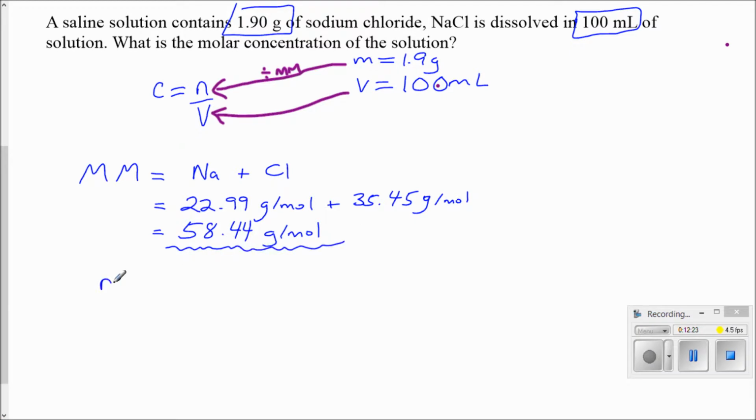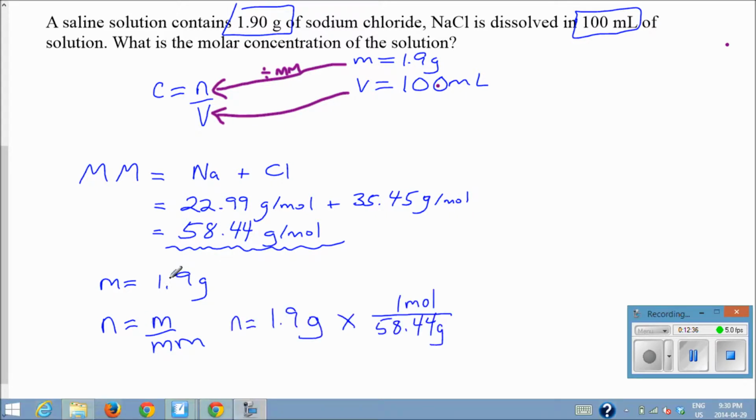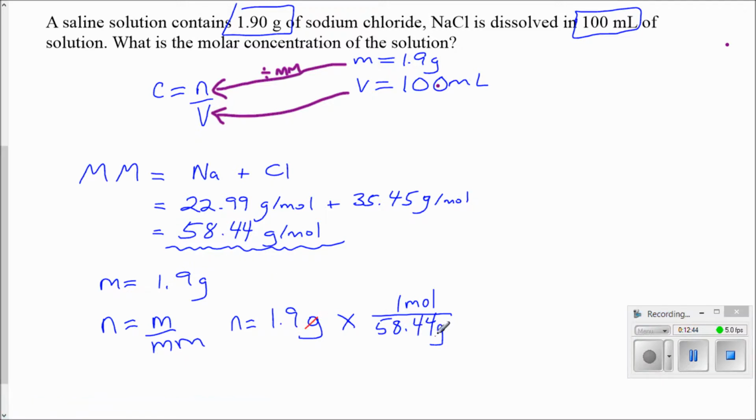Now we have 1.9 grams. So clearly we do not have 1 mole. To find moles, we have to take our mass and divide it by the molar mass. Okay? I'll show it like this. So I'm going to take my mass, 1.9 grams, and divide it by the molar mass, which is 58.44 grams. You can see this is the same as division. Grams cancel out, and we get our answer, which will be a whole lot less than 1 mole. So now we actually have our moles as well. Our moles are 0.033 moles.